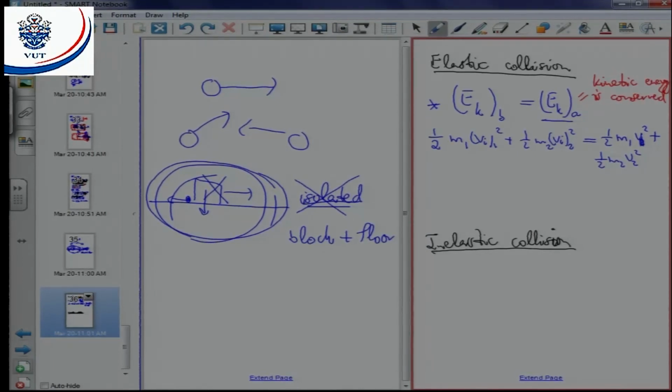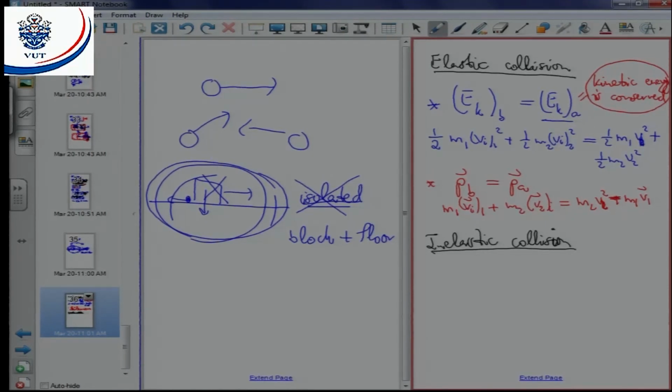Okay, and of course, so that's the condition for an elastic collision. Of course, we said conservation of momentum is always true, so we'll just add the fact that momentum before equals momentum after. So here we have m1 times the initial velocity of particle 1 plus mass 2 times the initial velocity of particle 2 equals m2 times the final velocity of particle 2 plus the mass m1 times the final velocity of particle 1.